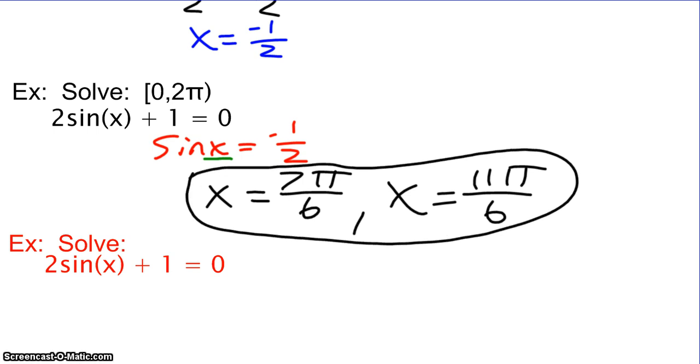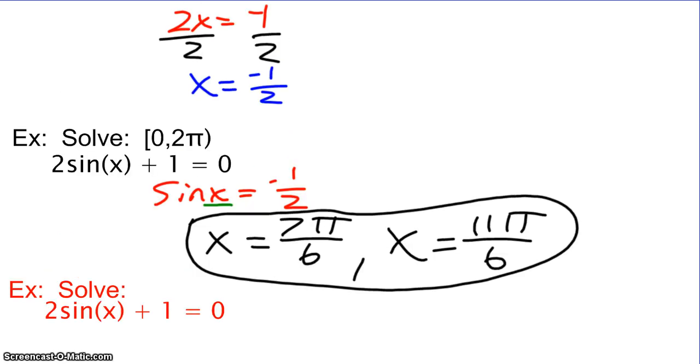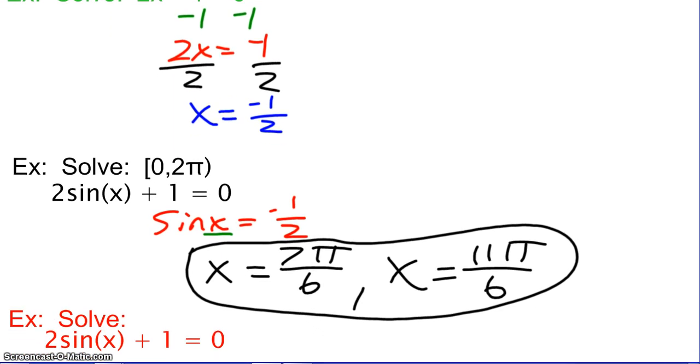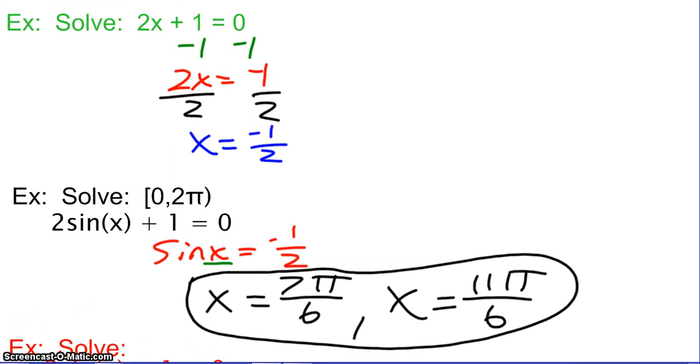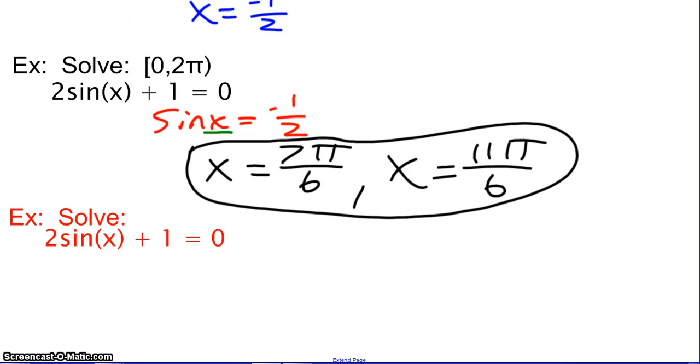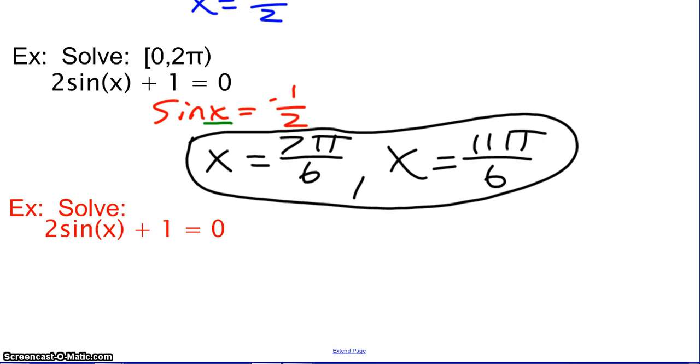So that is the extra step that we've added now. So when we solved just an algebraic equation up here, we just get our x right away. When we solve a trigonometric equation, we get the sine of x. Then we have to use our unit circle to actually evaluate x. All right, this top example, I had a restricted domain of 0 to 2 pi.